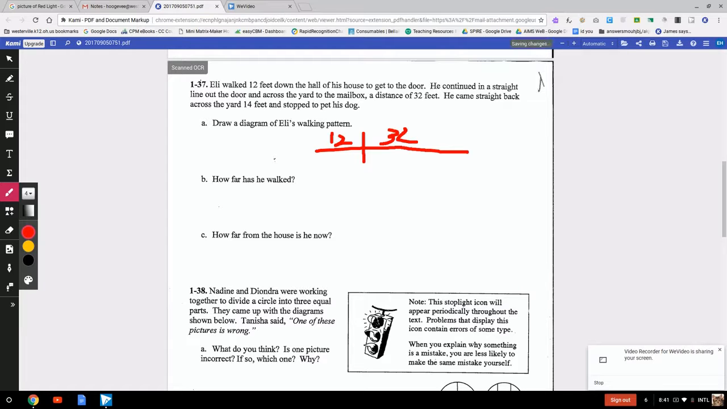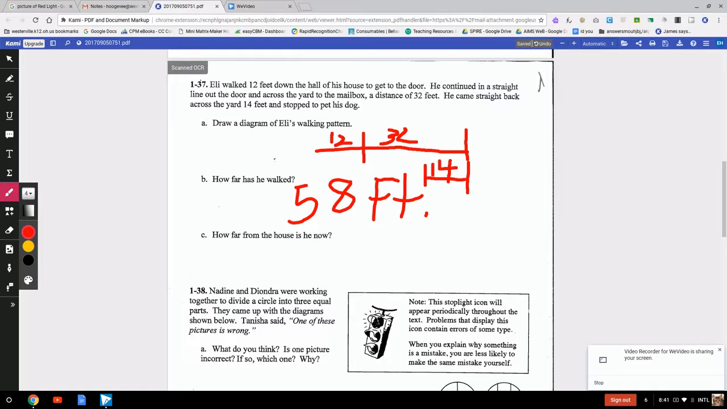And then eventually he could probably cut through his yard like all of us would do to get inside quicker. And that was 14 feet. So that's just a little diagram I drew. Yours can look somewhat like it, or different, as long as you can figure out what happened there. So how far did he walk? Well, it's simply adding 32, 12, and 14, right? Because you have to add the total he walked back. So that answer is 58. Make sure we label it 58 feet.